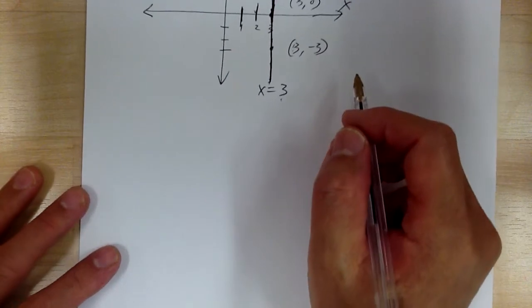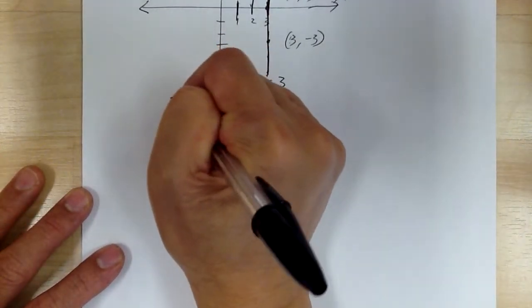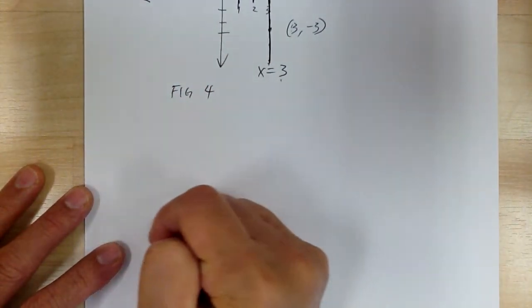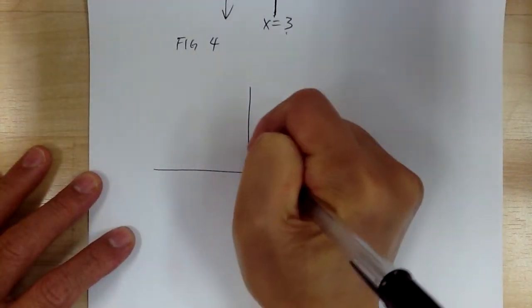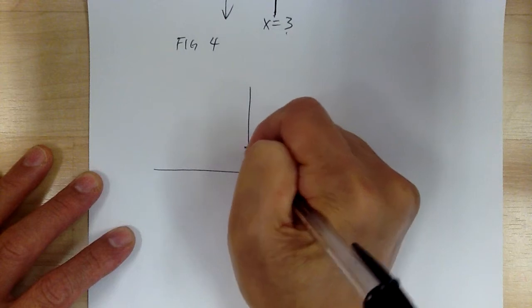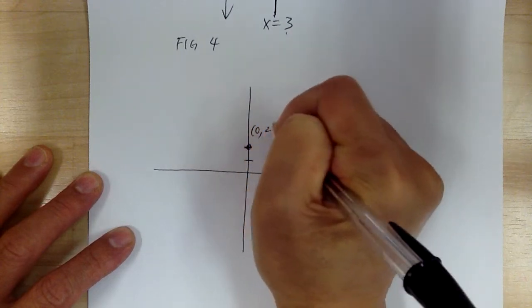Now you go to figure 5. So this is figure 4. Now if you go to figure 5, notice this point over here, this is (0, 2).